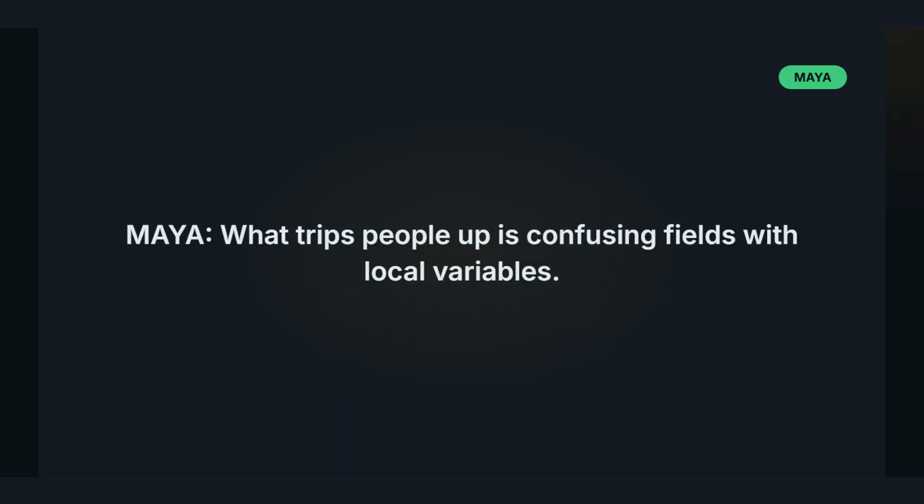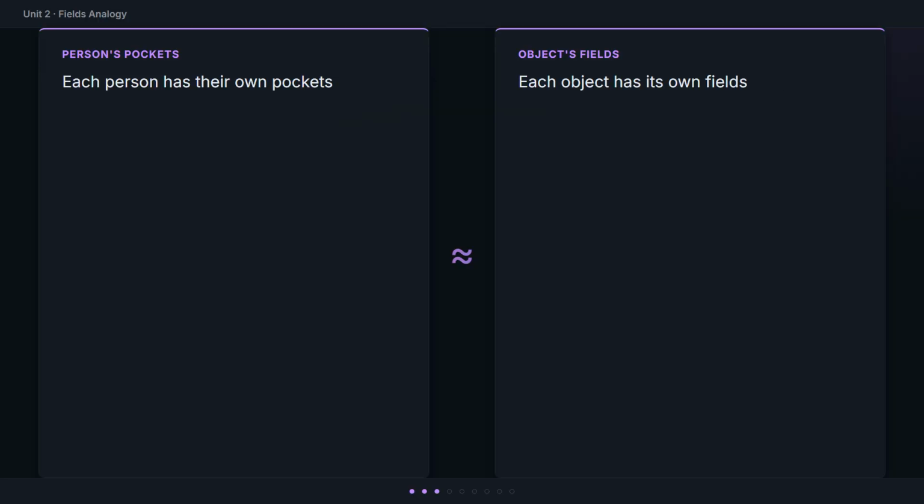What trips people up is confusing fields with local variables. Local variables disappear when a method ends, but fields live as long as the object exists. It's the difference between a temporary thought and a person's permanent memories. Think of it like a person's pockets. Each person has their own pockets, and each pocket can hold different things. Your pockets contain your stuff, my pockets contain mine. We don't share pockets, and we don't reach into each other's pockets to get things.